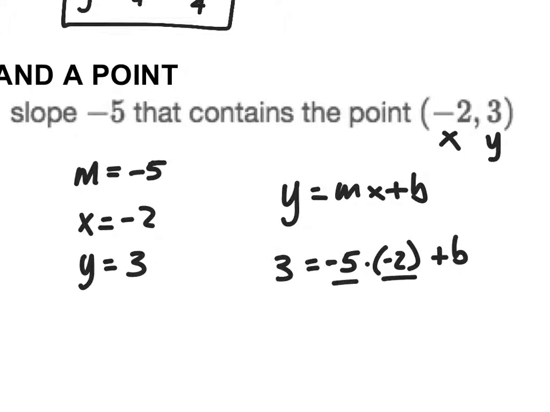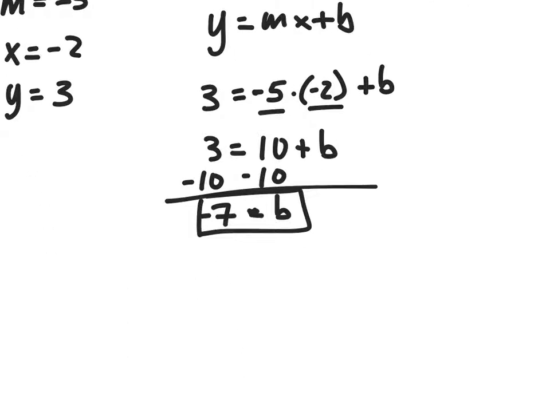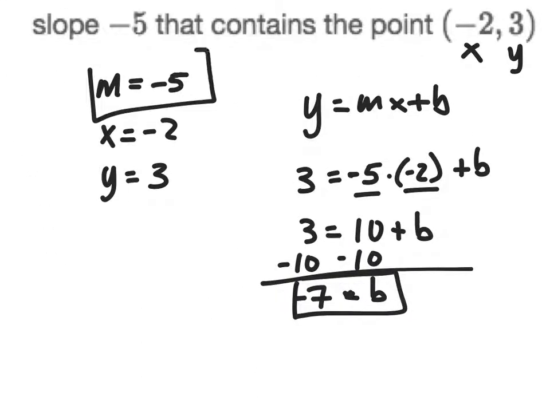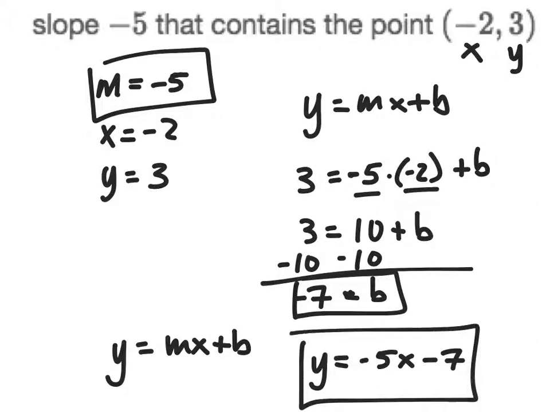So negative 5 times negative 2 gives me positive 10 plus b, and that's equal to 3. I'm going to subtract 10 from both sides, and so I end up getting that negative 7 is equal to b, and that's my equation. So b equals negative 7, m equals negative 5, and so I have my equation of y equals mx plus b. Plugging those values in, I get y is equal to negative 5x minus 7, and that's my answer. Not too terrible, not too bad.